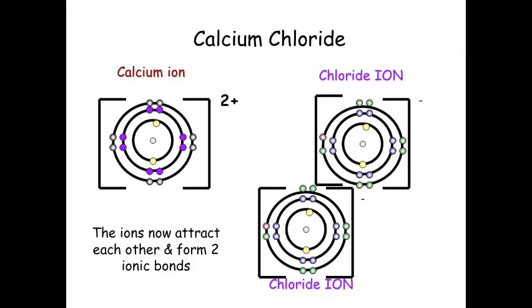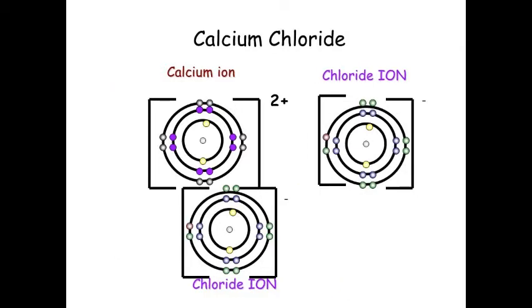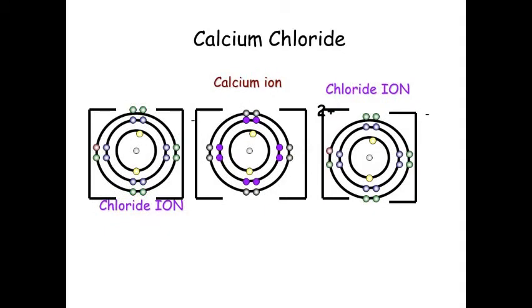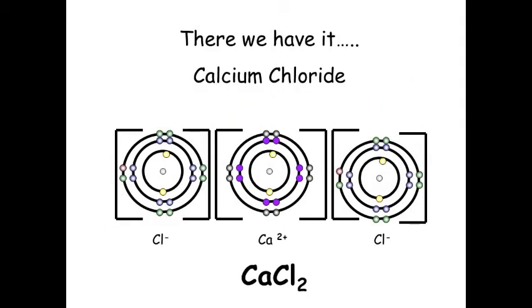And because they're oppositely charged, our chloride ions will be attracted to our calcium ion because they're negative and positive. And also remember that we've got a total of 2 positive charges and a total of 2 negative charges because we have 2 of the negative chloride ions.